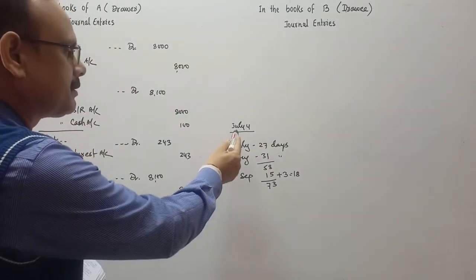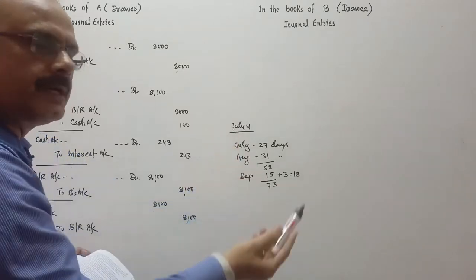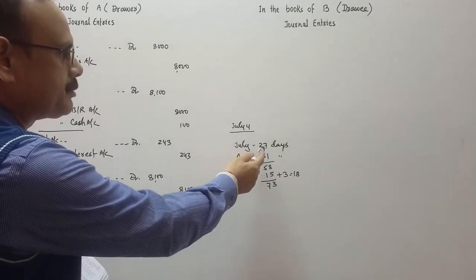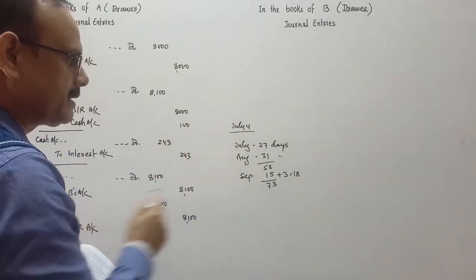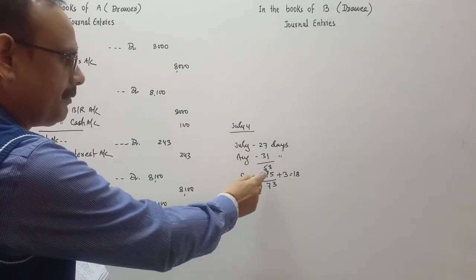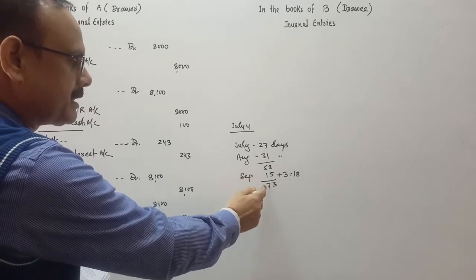So start calculation from 4 July onward. In July the remaining days is 27 days. August is of 31 days. It is 58. So remaining 15 days we will add, then it is 73.